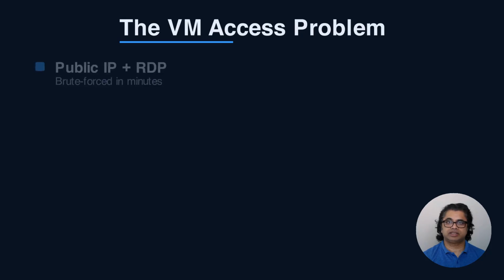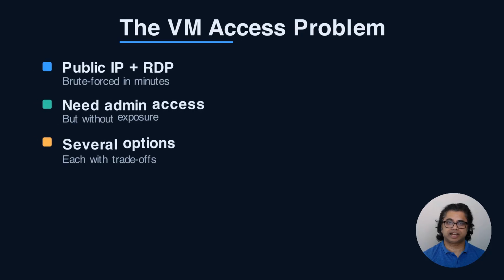Here's a decision every team faces. You have virtual machines in Azure, and you need to administer them over Remote Desktop Protocol, RDP, or Secure Shell, SSH. The lazy answer is slap a public IP on the VM and open port 3389 or 22. Don't. Those ports get scanned and brute forced within minutes of going live.